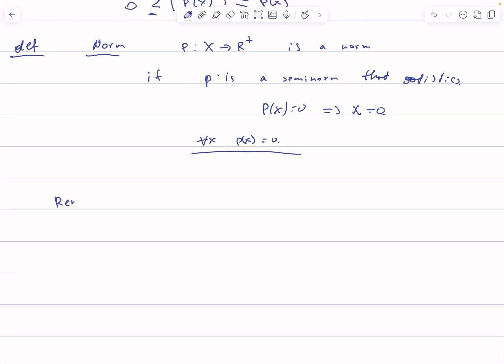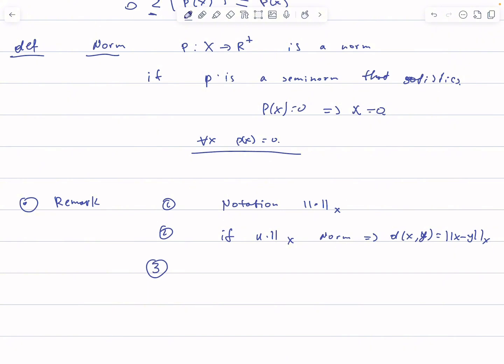So again, remark. First remark, notation: it means the norm in the space X. Second, if this is a norm in space X, then the metric in this space is d(x,y) equal to the norm of x minus y in space X. And third thing, definition: what does it mean for norms to be equivalent? For example, we have one norm and another norm on the same space X.